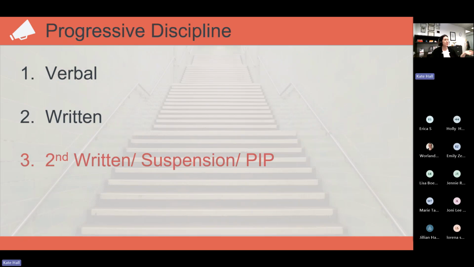And this is where in your progressive discipline policy, depending on what you have laid out, you might have a second written warning. It might be a suspension. It might be a performance improvement plan. If it's a second written warning, you can write up something similar, documenting the issue and your expectations. If your policy calls for a suspension, you want to provide that in writing. I often go to a performance improvement plan because usually if we have gotten to this point, like, why is this not getting resolved? Why is this person not improving or able to do this?